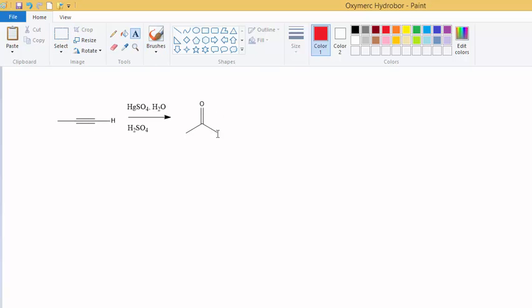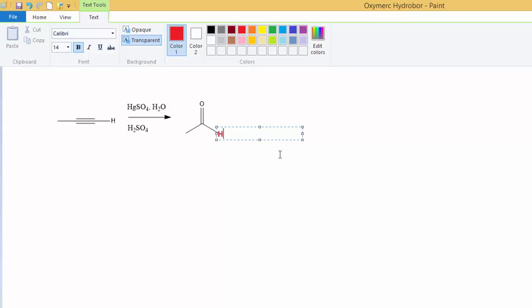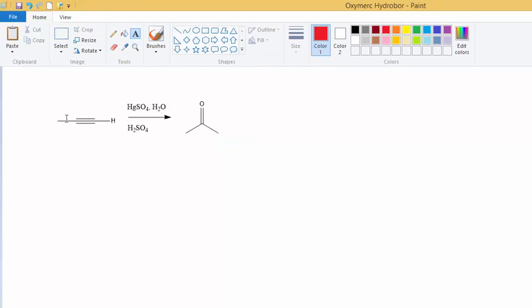And I got careless here, and oh wait, no, that's actually fine. Yeah, to a ketone. So this is 3 carbons, and we add the carbonyl here.